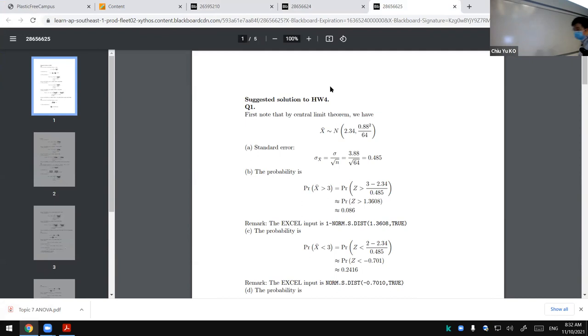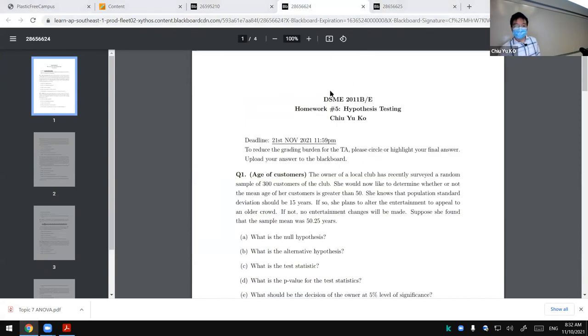Assignment 5, which is hypothesis testing, is already on the Blackboard. You have more than 10 days because it's due on the Sunday after next week. After this, there will be another assignment, the last one, assignment 6. Then there will be no more assignments. This concludes the class. The last assignment will be about ANOVA and regression.